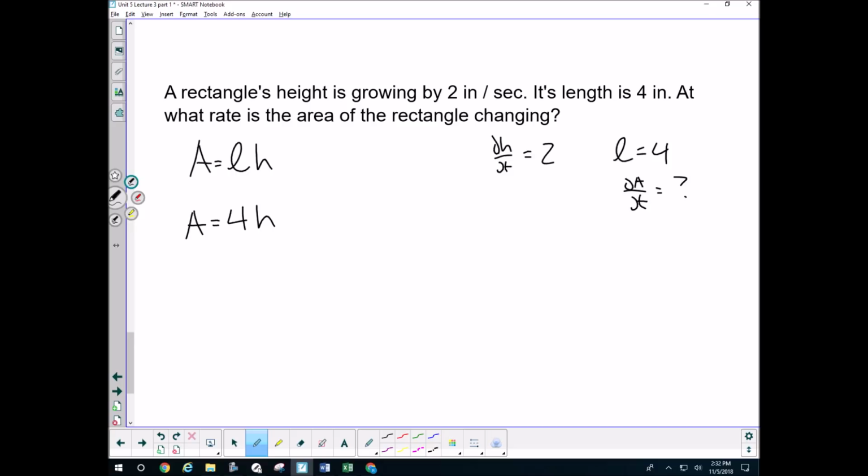The length is always 4 for this rectangle. It appears the length is not changing. Change your formula into an area formula for this specific rectangle. You don't have to worry about using the product rule. You do not have to do anything fancy. You will take the derivative now. You will plug in dH/dt, and you'll get your answer. It's an area, so it's in squared units.